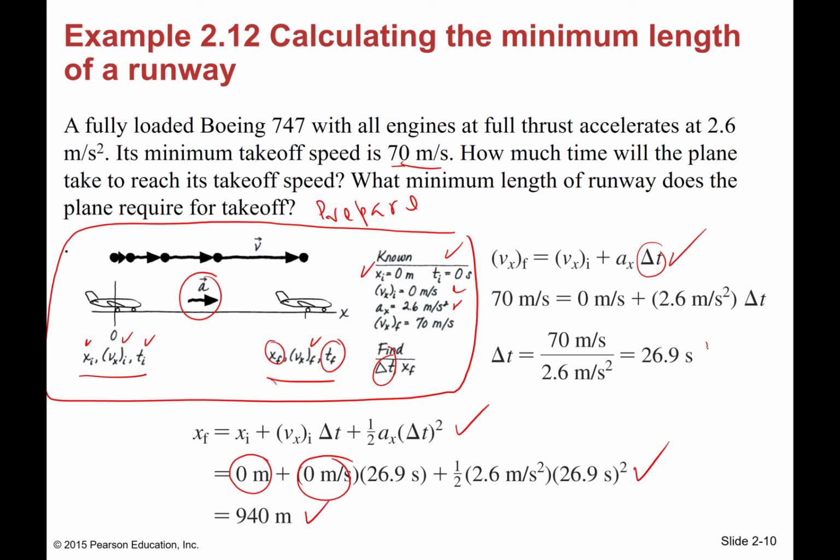I have this and I have this, and now I assess my solution. Do these two answers make sense? Well, you've been to an airport, you know a plane takes about a minute, less than a minute, to take off. So this is a reasonable number. Also, you have seen a runway and it's probably about a mile long. So this makes sense to be the minimum length that a plane needs.